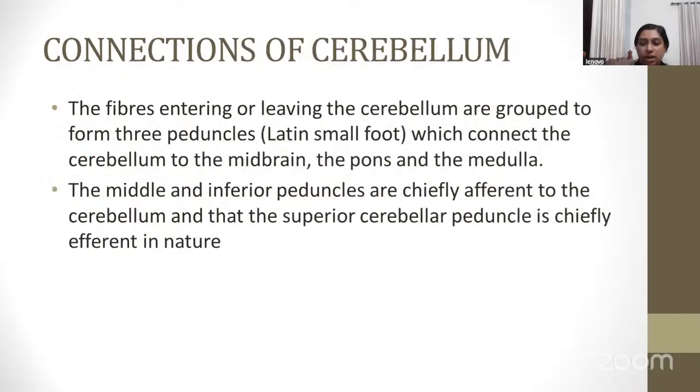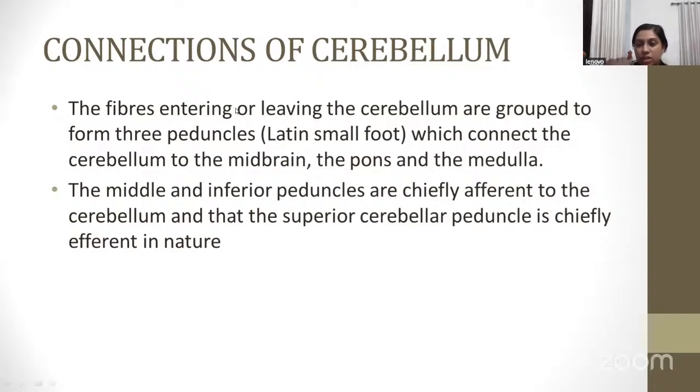Now coming to the connections of the cerebellum. Different fibers enter and leave the cerebellum, and the fibers anchored to the cerebellum are divided into three parts. There are three peduncles basically: superior cerebellar peduncle, middle, and inferior. And the fibers entering or leaving the cerebellum are grouped to form three peduncles.